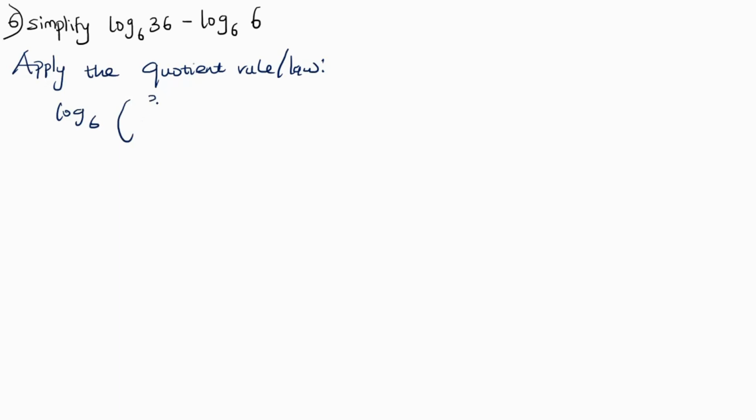And lastly, we have this question here that says simplify log 6 of 36 minus log 6 of 6. Now right here, the first thing we can do is to apply the quotient rule, or quotient law, you can call this. So this becomes log 6, since they have the same base, of 36 over 6. So we have log 6 of 36 divided by 6, which is going to give us 6.